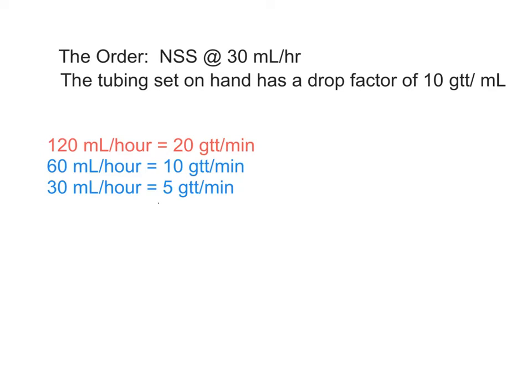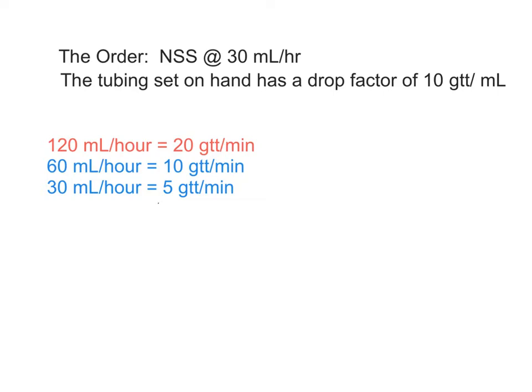Now some of you might be starting to recognize a pattern here. We're using a set that has 10 drops to an ml. 10 goes into 60 6 times. If you look at the pattern here, when we have an hourly rate with this 10 drop set, we end up dividing by 6, which is the number of times that 10 goes into 60. 60 minutes in an hour, you're kind of getting the point.